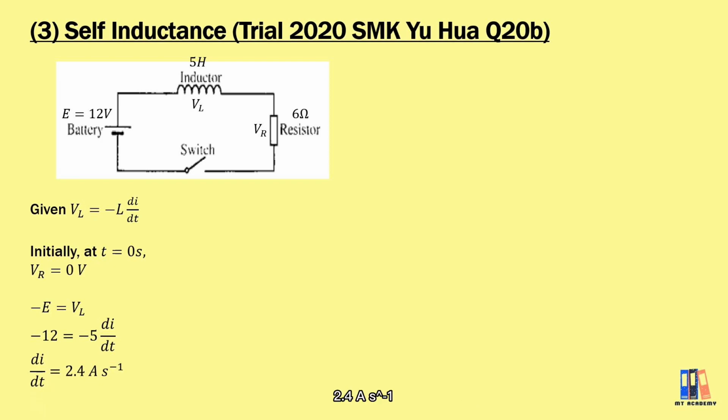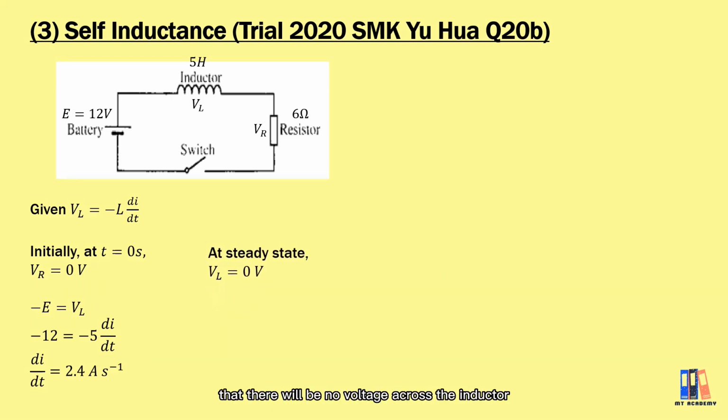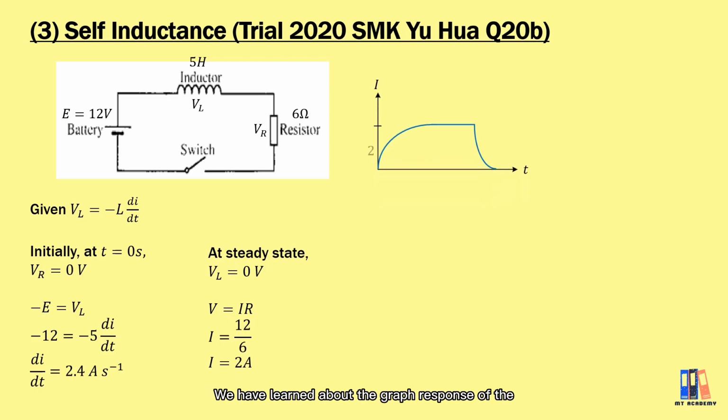Solving the equation will give you the initial rate of change of current equal to 2.4 ampere per second. From what we have learned, the current will slowly increase up to a steady state value. At that time, the induced EMF will be equal to 0, so there will be no voltage across the inductor. So now we can treat the inductor as a short circuit. This means that we can ignore the inductor at the steady state value, and we can use the formula V equal to IR. So the current flowing through the resistor will be equal to 12 divided by 6, equal to 2 ampere. So we have learned about the graph response of the current flowing in the circuit, where the steady state value will be equal to 2 ampere.